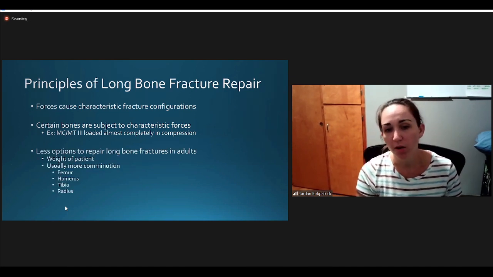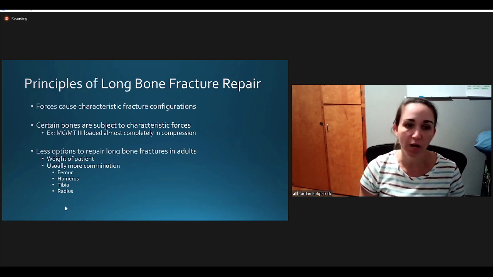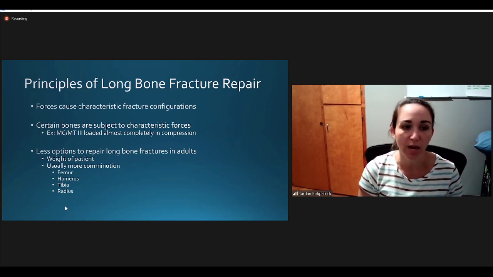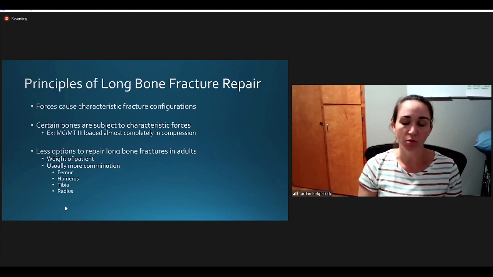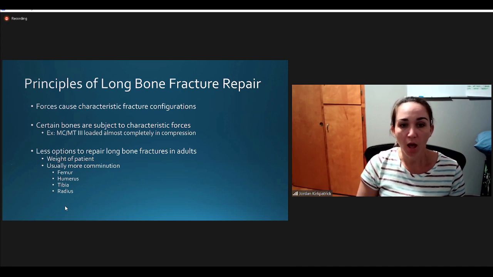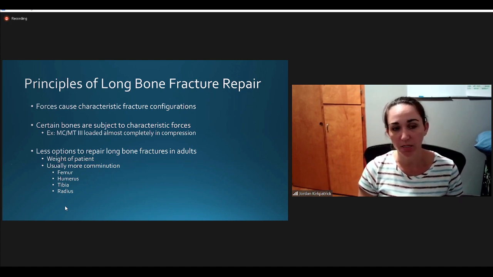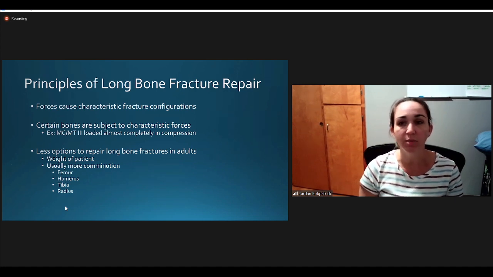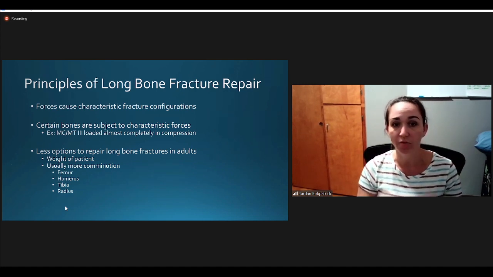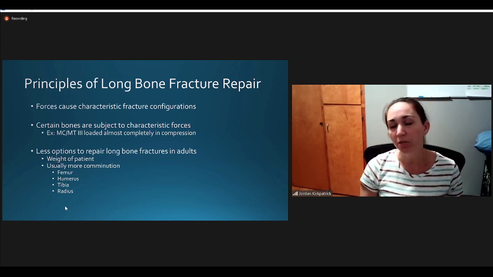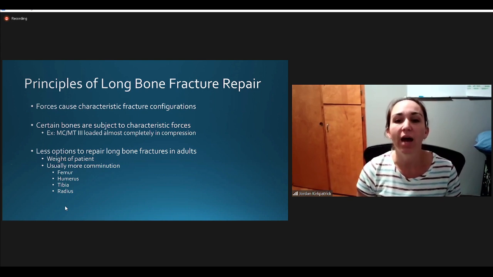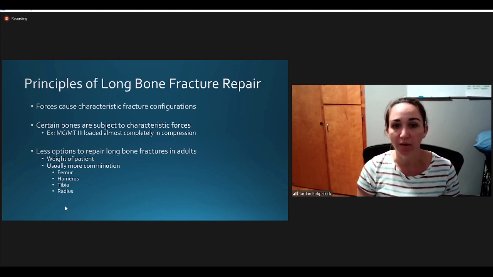There are fewer options to repair long bone fractures in adults, as we've talked about, because of the weight of the patient and things like that. Because they're bigger, their bones store more energy, so there's more likely to be comminution, especially higher up in the limb. For adult horses, there is no option for femur fracture repair. There is no option for humeral fracture repair. And for most of them, there are very limited to no options for the tibia or radius either, because for adult full-size horses, the plates that we need aren't made. So we're just using what we have for people.